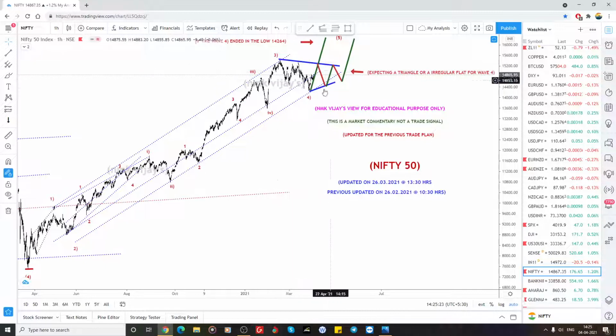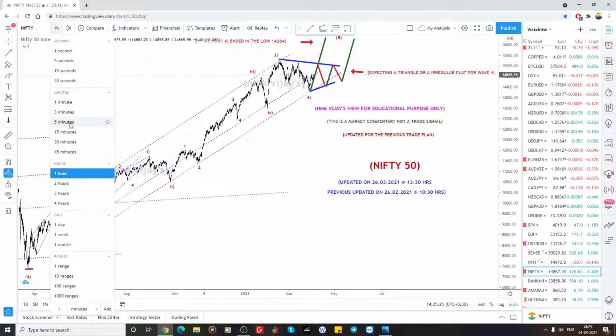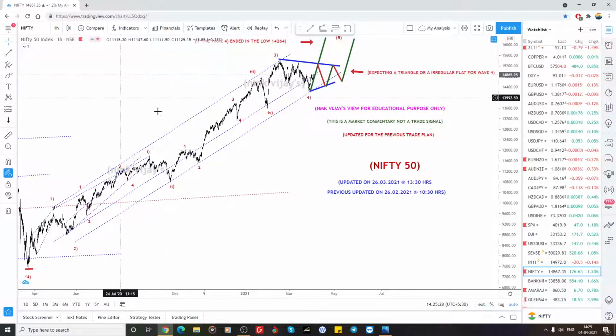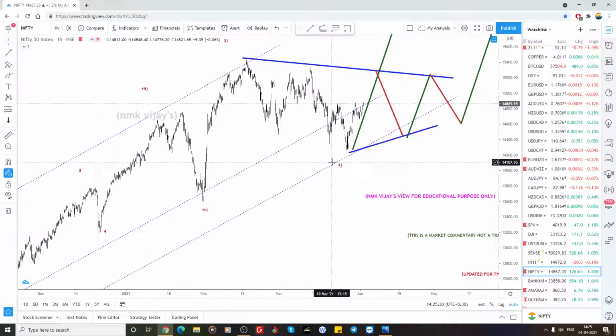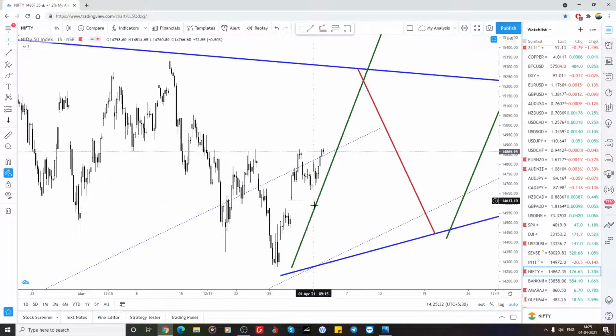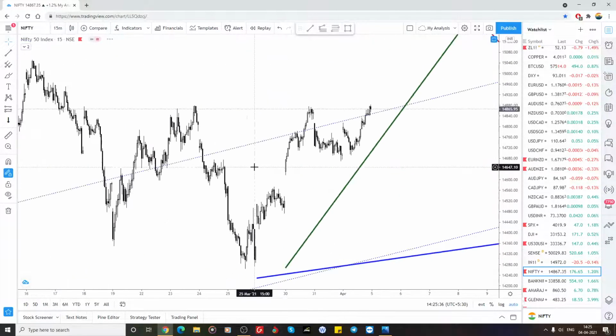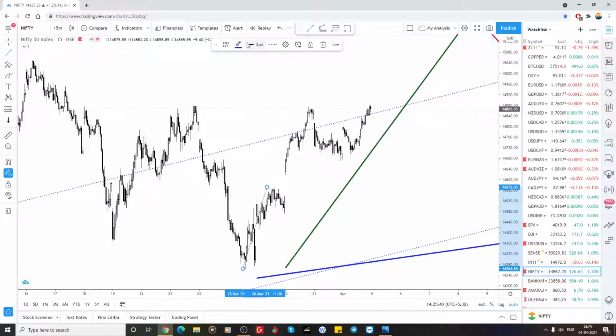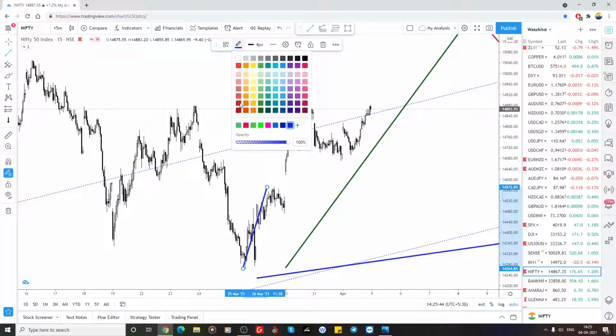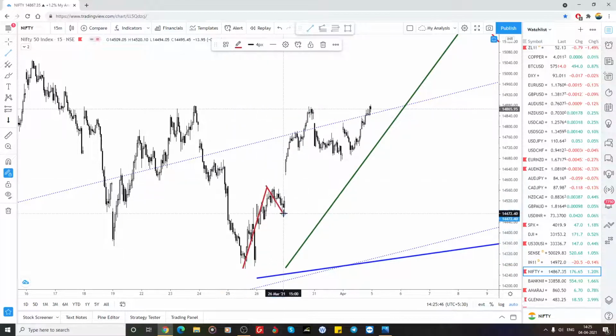So I am working on this, and if you watch the 1 hour chart also, it looks like the 5-wave is completed here. And in 15 minutes, it looks like 1, 2, 3, 4, and 5. So now it is in correction.